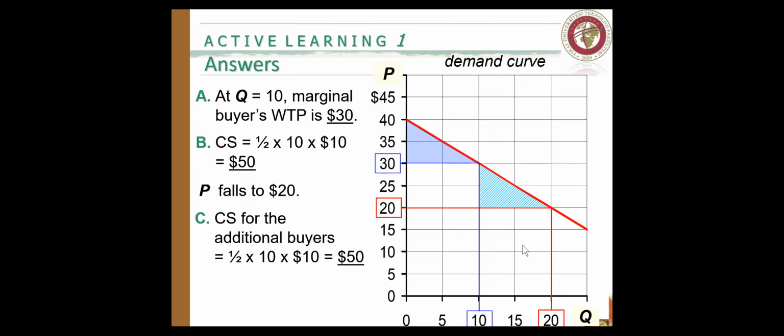So how can we calculate it? 20 minus 10, that's 10. 30 minus 20, that's 10. So the base is 10, the height is 10. 10 times 10, that's 100. And 100 here will be divided by 2 to get the total area, because this is a triangle. So you multiply the base times the height, divide by 2.